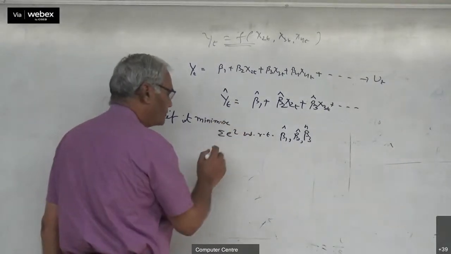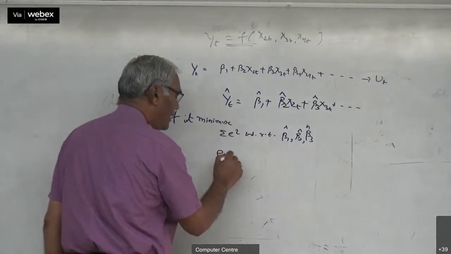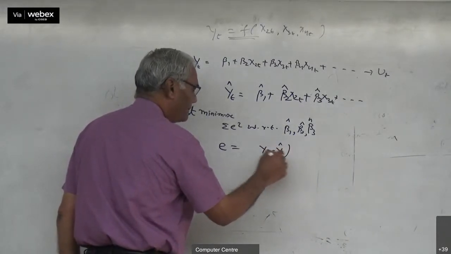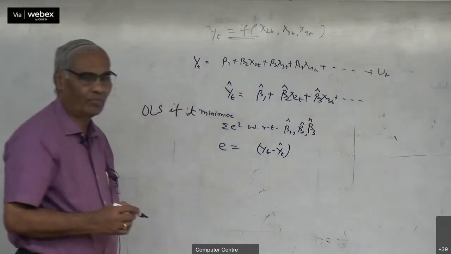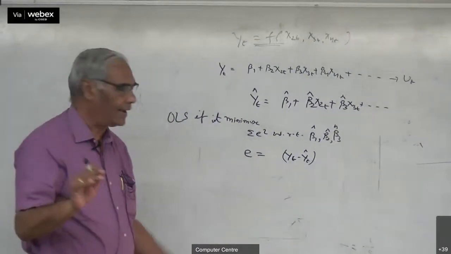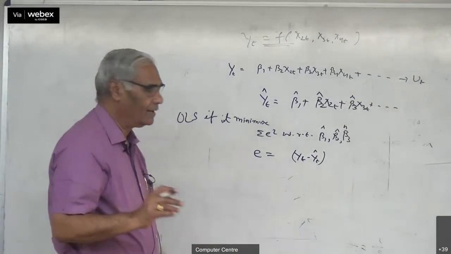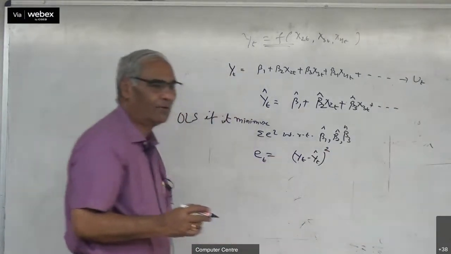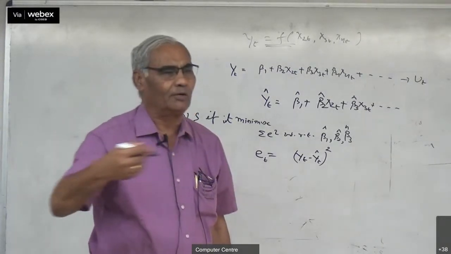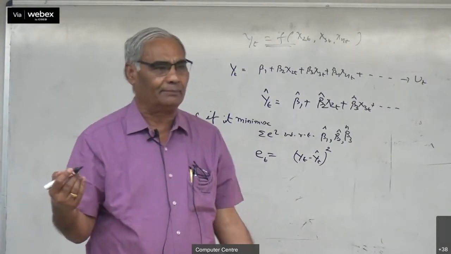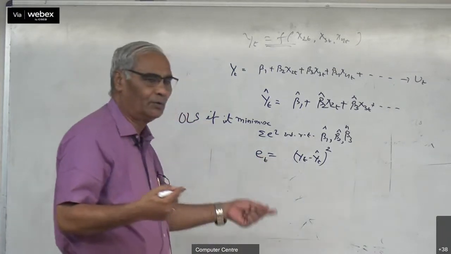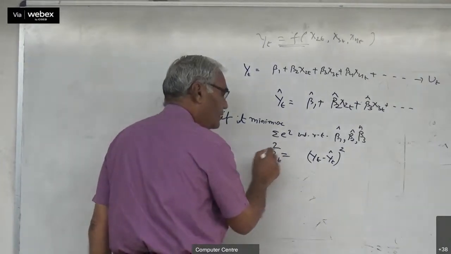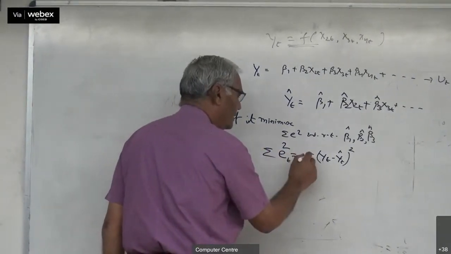So, and what is E? E is equal to yt minus yt cap. Difference between actual value and estimated value is known as E. Or if you square it, Et square. Why I am writing Et? Because I am assuming that t is going from 1 to n, and n is the size of the sample. So there are E1, E2, E3, E4 and so on. Square both the sides, summation.